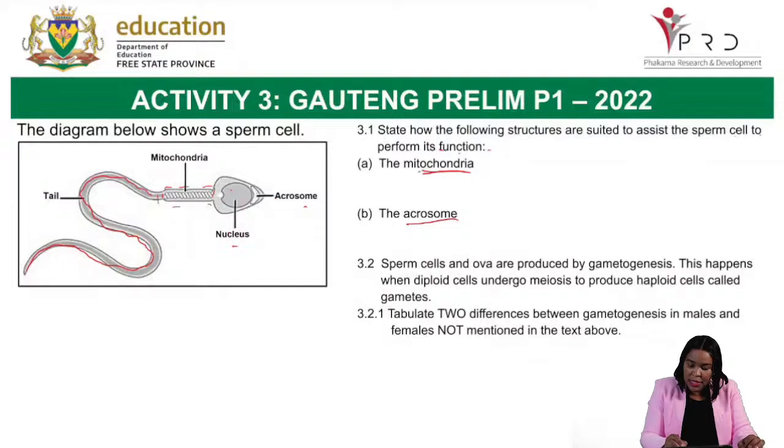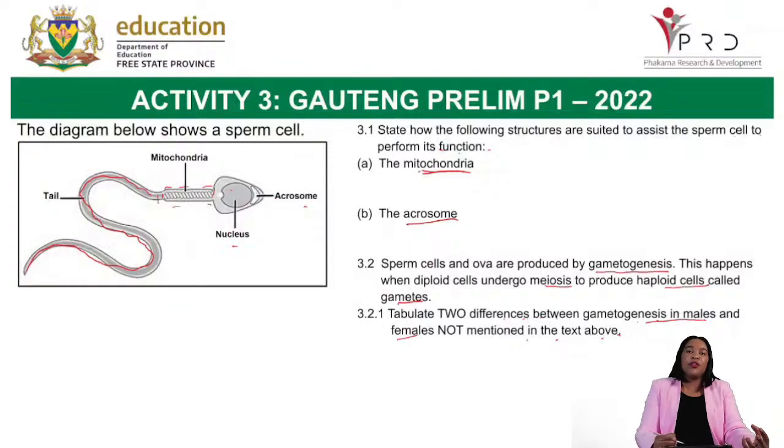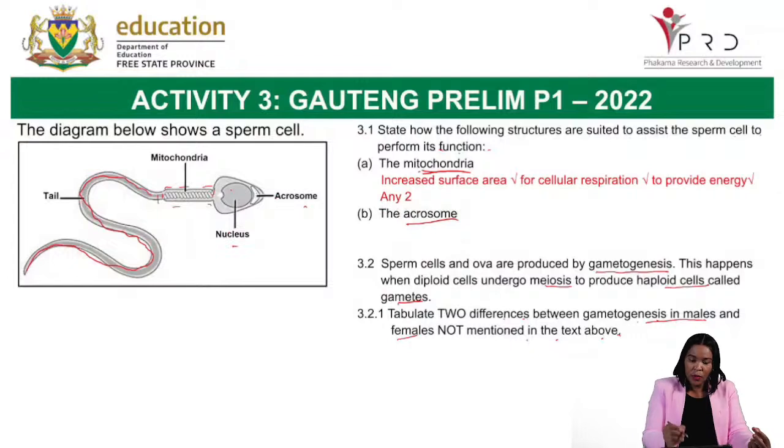And then sperm cells and ova are produced by gametogenesis. We've spoken about that. This happens when a diploid cell undergoes meiosis to produce haploid cells called gametes. Now they are explaining to you what gametogenesis is. Then the question will be, tabulate 2 differences between gametogenesis in males and females that are not mentioned in the text above. So you must tell us how oogenesis is different from spermatogenesis. Right. So let us take a look at the answers.